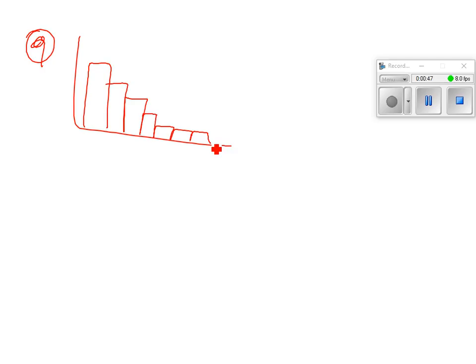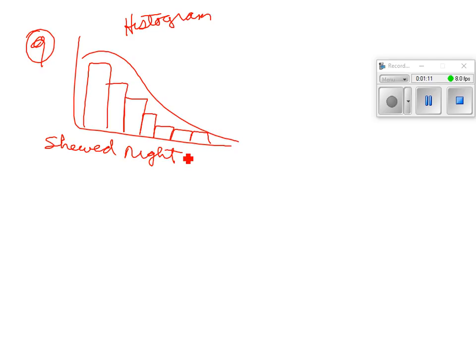Number one, what kind of graph is that? Histogram. Good. When it looks like this, is it symmetric, uniform, skewed left, or skewed right? Skewed right. It's got the tail on the right, and it's skewed right.